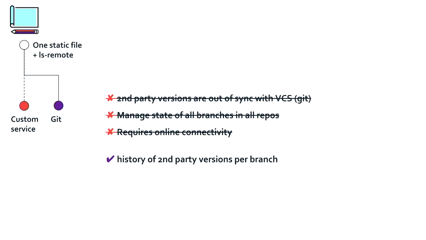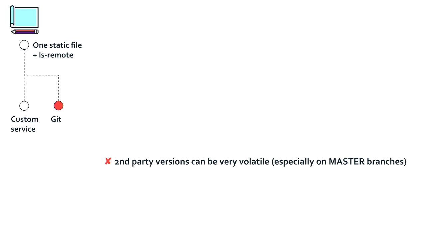Okay, but what are the cons? So only one, but a huge one. The second-party versions can be very, very volatile, especially on master. So now, if you want developers to manually maintain the master file, then you first have version drift, because I don't really want to maintain it. So I will usually do head dependency. And more importantly, I will have merge conflicts.